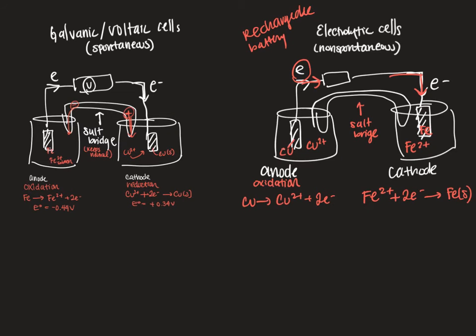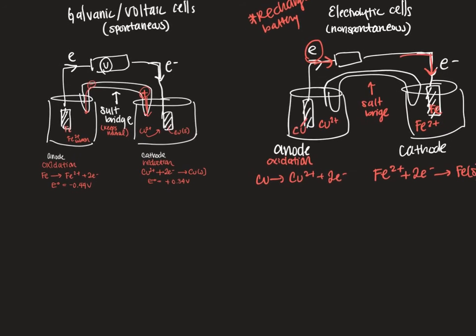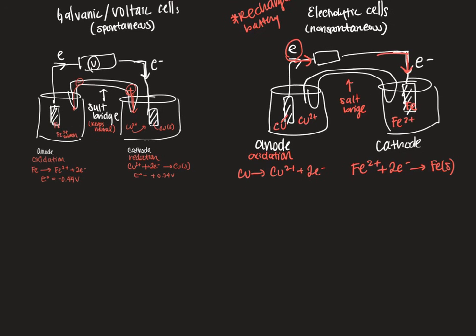And I think that's the best example. Or anything that you can recharge, because you're actually putting energy in. But the biggest difference between these two, like I said, is going to be the sign. So obviously this is spontaneous, this is non-spontaneous, but the anode over here is negative and the cathode is positive. In this case, the anode is positive and the cathode is negative.